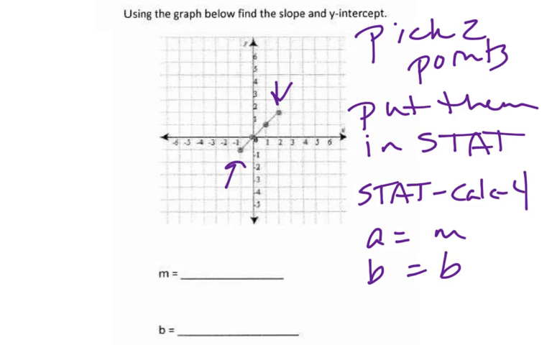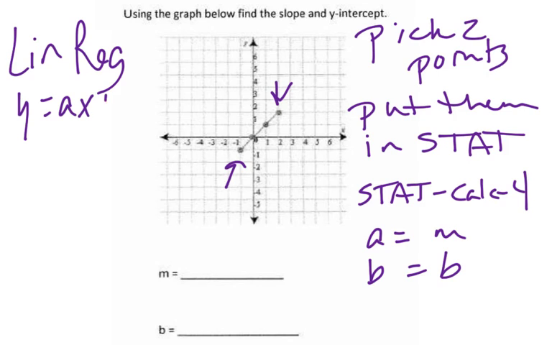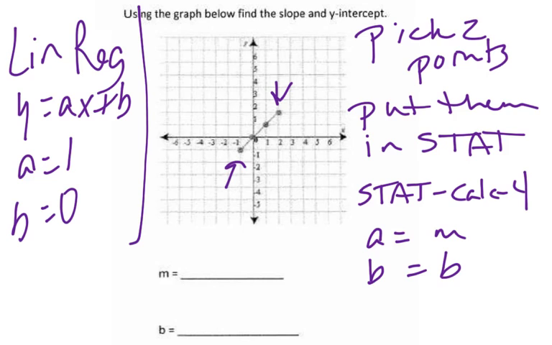I'm going to go Stat, go over to Calc, choose number 4 for linear regression, and press Enter. And it looks like this. Linear regression, y equals ax plus b, a equals 1, b equals 0. That's what my calculator shows. That tells me that m is 1 and b is 0. Calculator does all the work for you here.